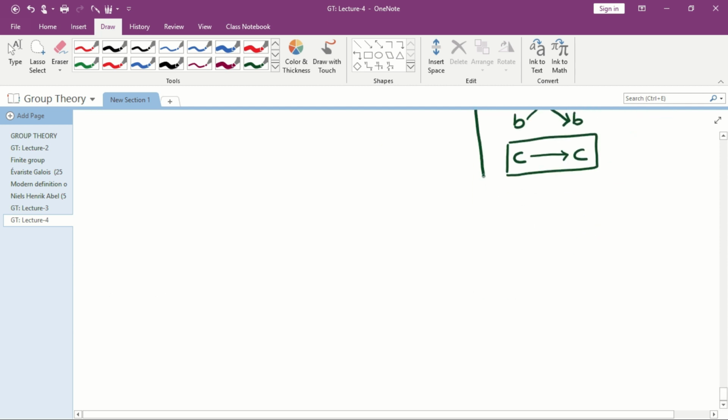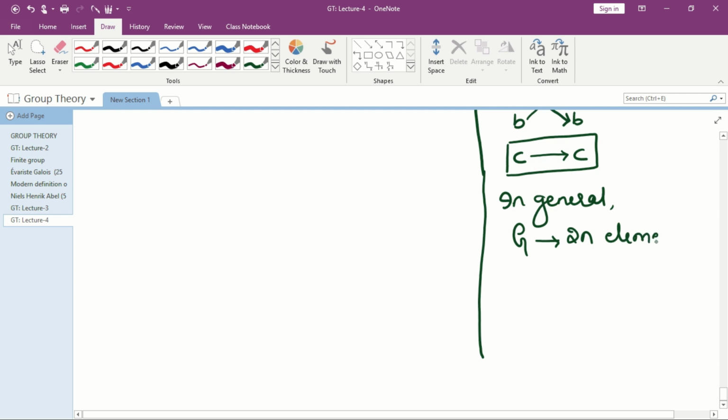So, in general, if G is a group containing 2n elements, what is n here? n is an integer. If you put n equal to 1, I get 2. If you put n equal to 2, I get 4. If you put n equal to 3, I get 6, and so on. Therefore, G has an even number of elements.